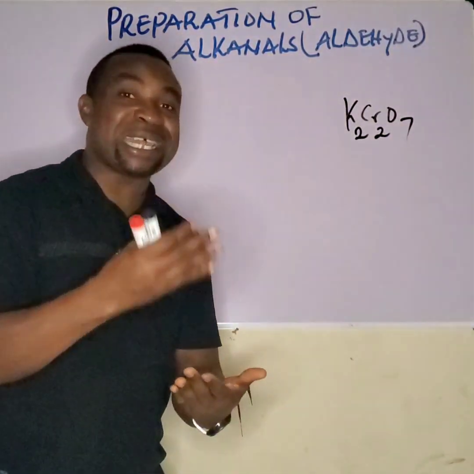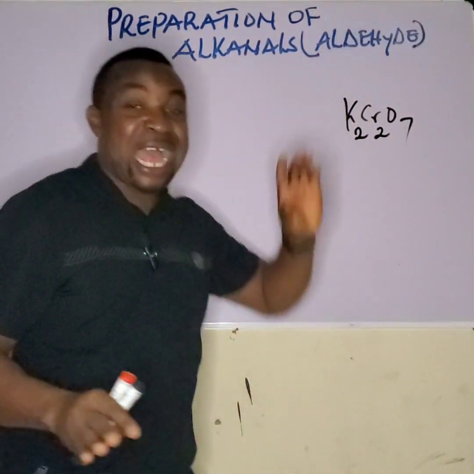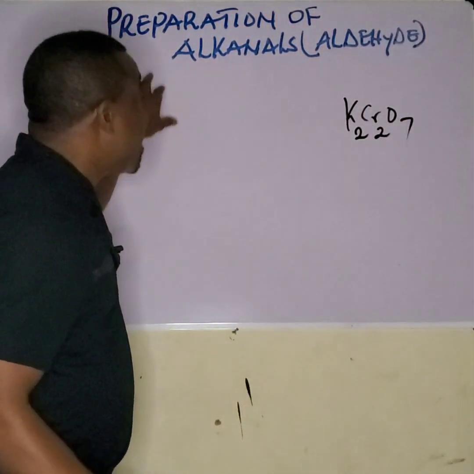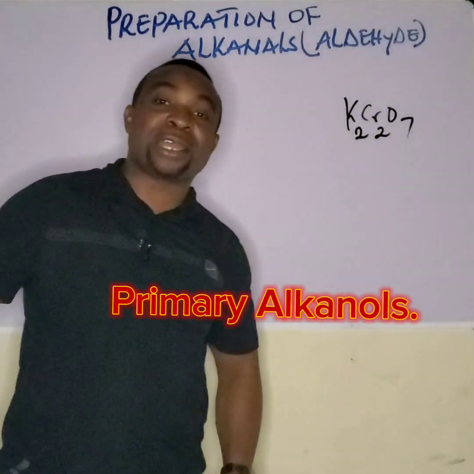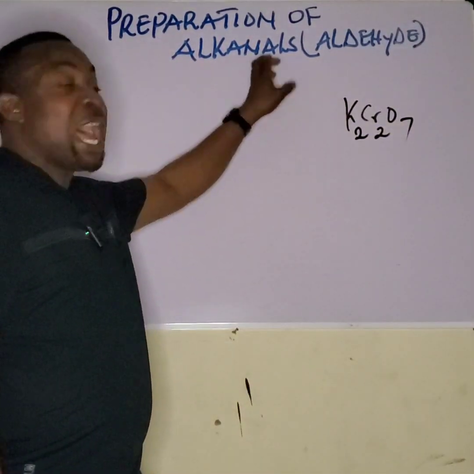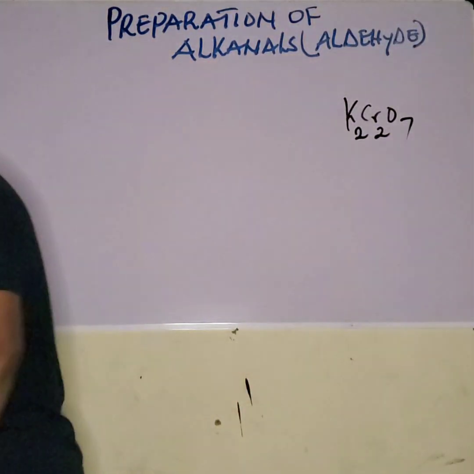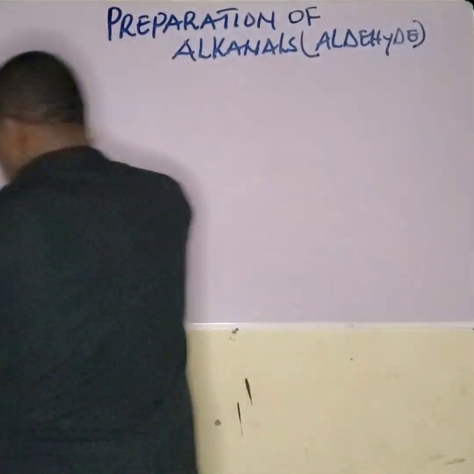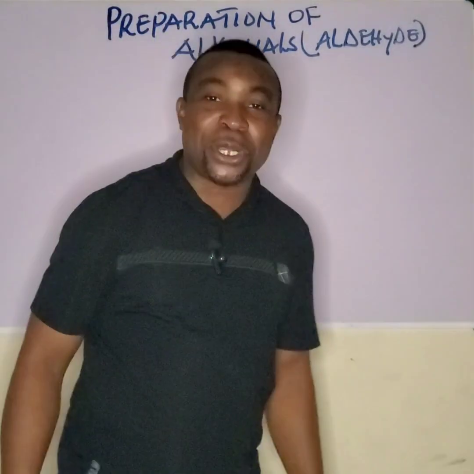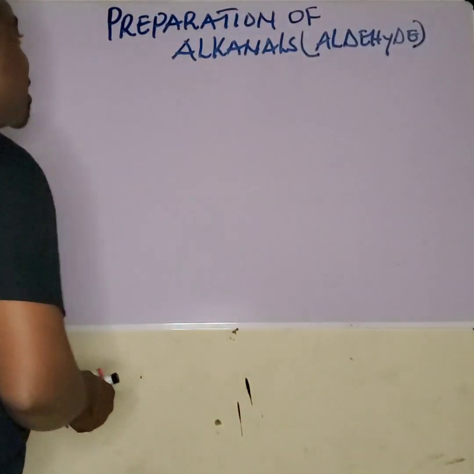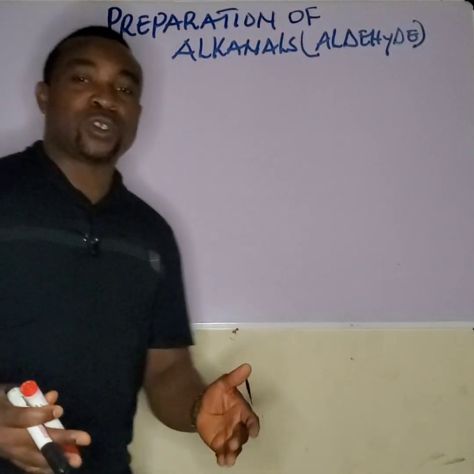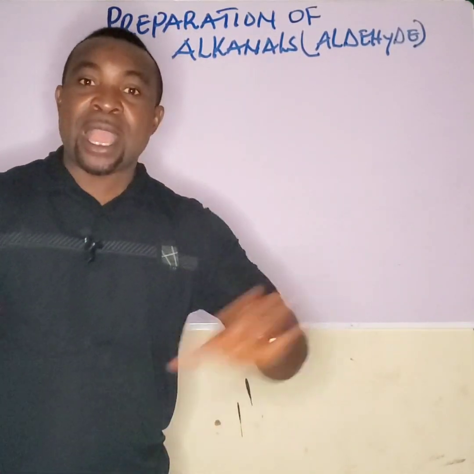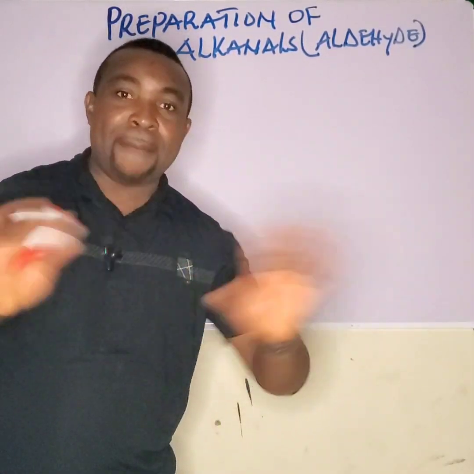So for you to synthesize or prepare alkanals or aldehydes in the laboratory, all you need to do is mild oxidation of primary alkanols, and you are going to get what? Alkanals. So let us see the equation for the reaction. It is very, very important, because if there is no chemical equation, there is no chemistry. Okay, so one of the primary alkanols we know is ethanol. Ethanol is one of the primary alkanols we know. Simple, you can pick it up.